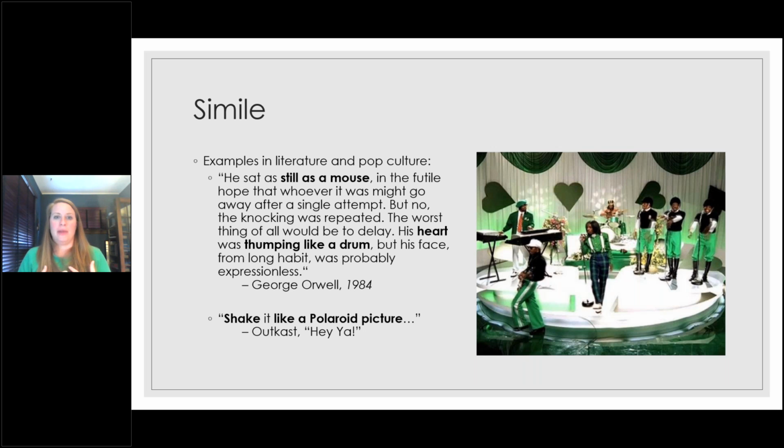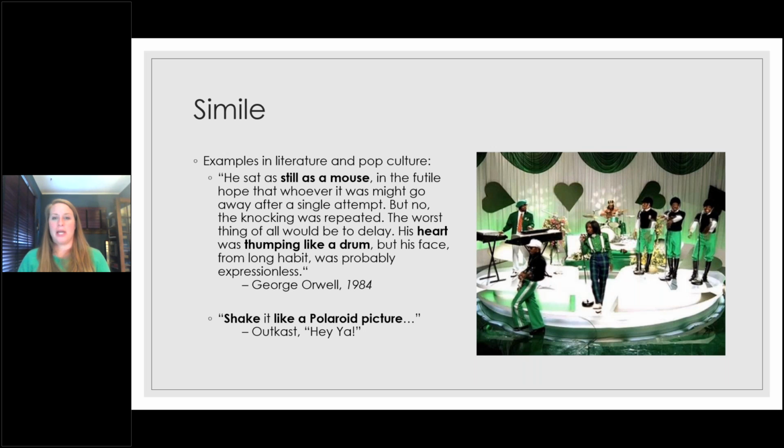But we've all had that feeling before of being scared and our heart beating so loud and so hard that we are certain that someone else could hear it, as loud as a drum. And another example would be from a wonderful song. It's been out for, oh my gosh, like 13 years or something now, but Hey Ya by Outkast.